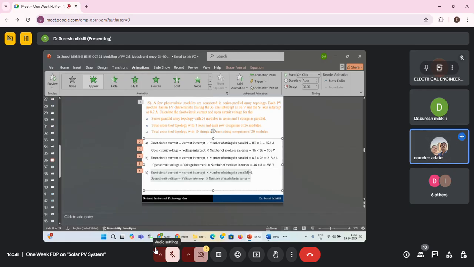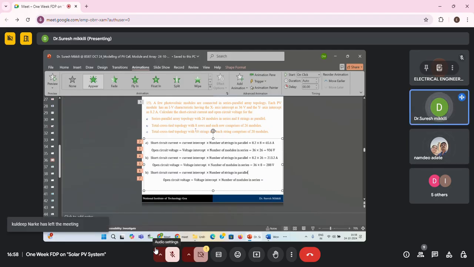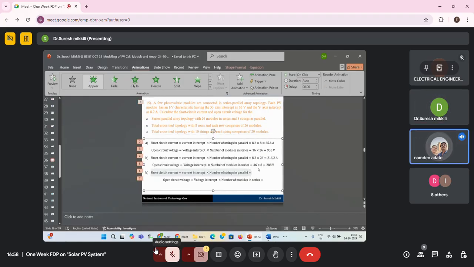But number of rows are same, na sir? Sir, I have given total 10 strings. Each string 20 modules. 10 strings, in a string 20 modules. That means voltage will be how much? How many modules are there in a string? 20 modules. In one string there are 20 modules. So voltage will be how much? Voltage will be 720. 20 into 36. Yes.